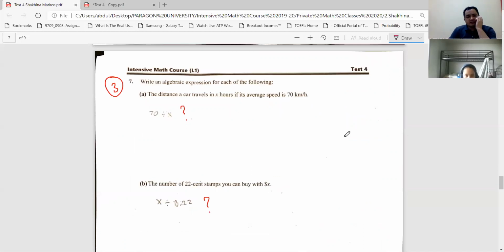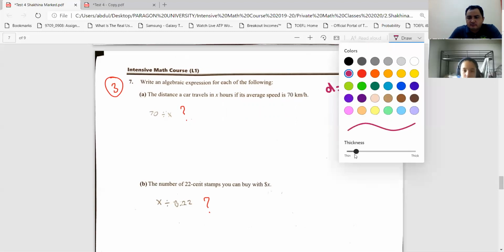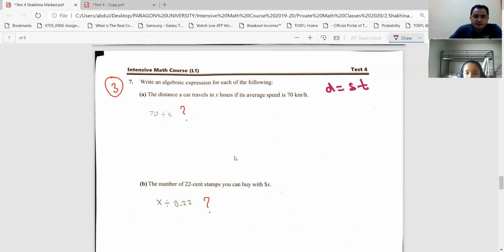Question 7, Shahina. These are very easy questions. Every time you're just using this formula for distance problems, right? Distance equals speed times time. Here, write an algebraic expression for each of the following. The distance a car travels in X hours if its average speed is 70 kilometers per hour.